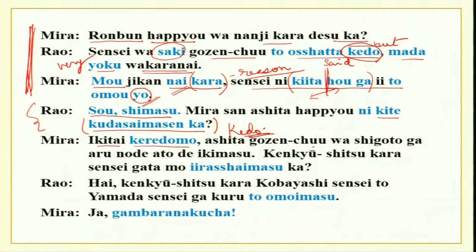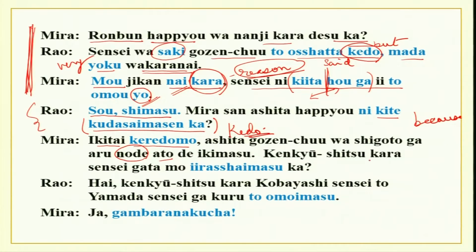Ashita gozen chuu wa shigoto ga aru node. Because I have shigoto, atode ikimasu. So, node is again polite for kara. Now, there is a difference over here in kara and node. Maybe I will take that up sometime later, not now. You can just understand it as node is a grade up than kara. Both mean reason or because.